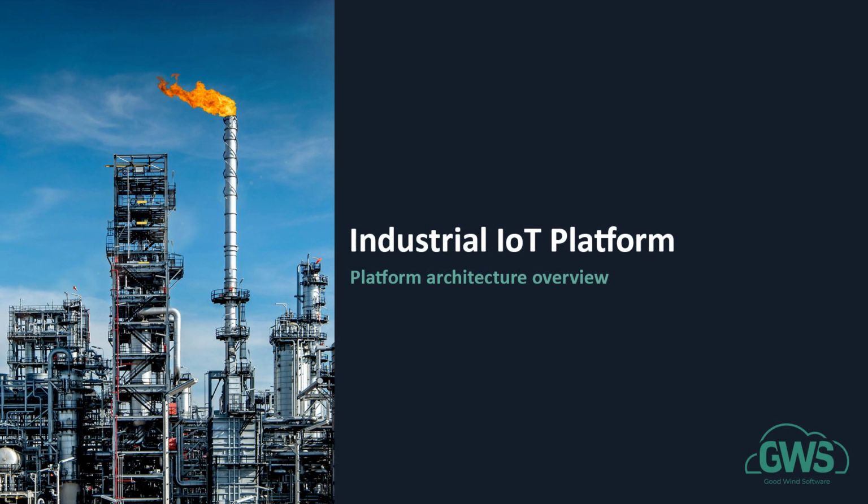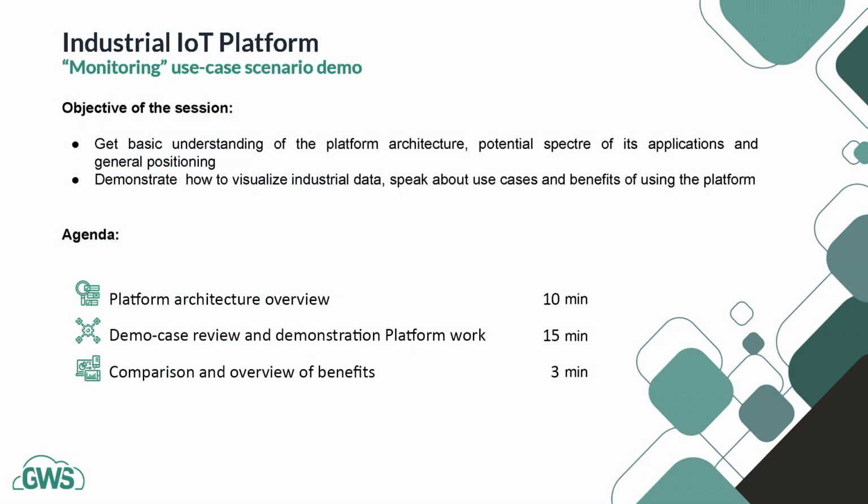Today we will talk about the Industrial IoT Platform by GWS Software, a powerful enterprise-grade system for digitalization and production management in various industries, providing tools for implementing optimization scenarios using artificial intelligence technologies, advanced analytics, industrial Internet of Things, and cloud solutions. We will talk a bit about the architecture of the platform to get a basic idea, as well as its potential applications and general positioning.